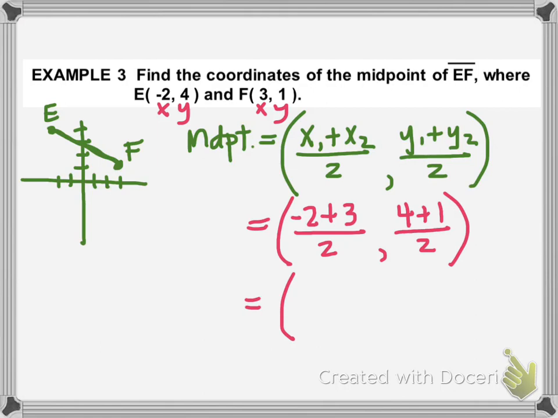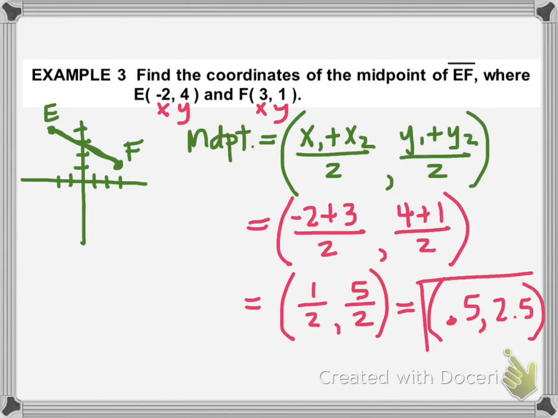-2 plus 3 is 1 divided by 2. 4 plus 1 is 5 divided by 2. Now, in order for these numbers to make sense to us, I may want to convert them to either mixed numbers or decimal numbers. That might help you see it a little bit better. So 1/2 is like 0.5, and 5/2 is like 2.5. So this would be the location of the midpoint of this segment. And if I was to sketch it in, it would be about right here. And we could call it M for midpoint if we want to.